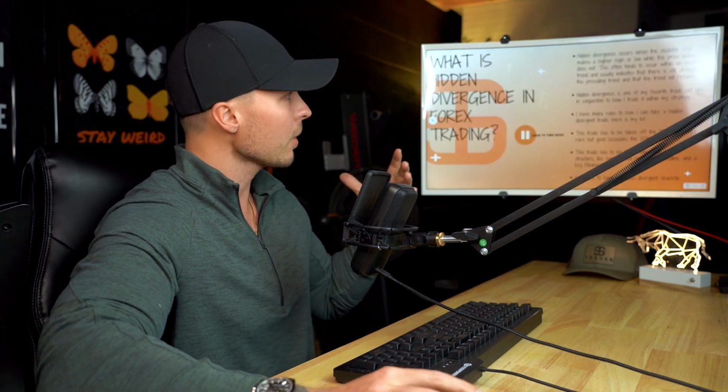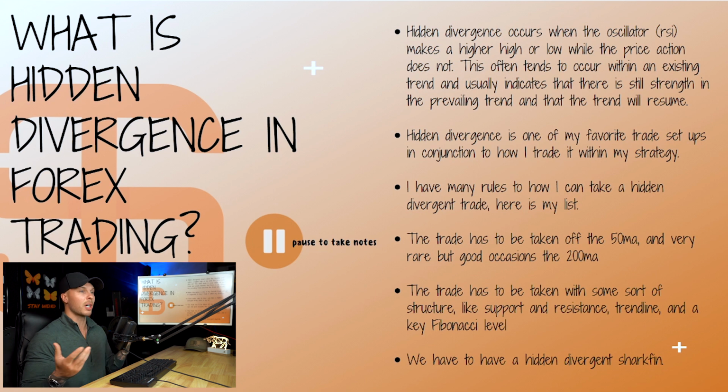But after this video's over, you should have everything that you need to know about how to trade hidden divergence, okay? So what is hidden divergence? Now, hidden divergence occurs when the oscillator, which is our RSI, the indicator that we have, makes a higher high or a higher low when the price action does not. Now, I'm going to show you what this means. It's kind of hard when you don't see a visual next to it.